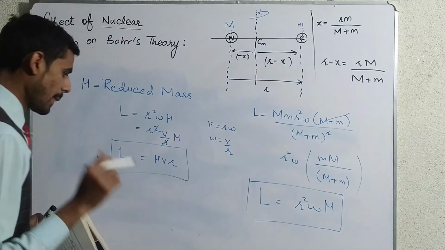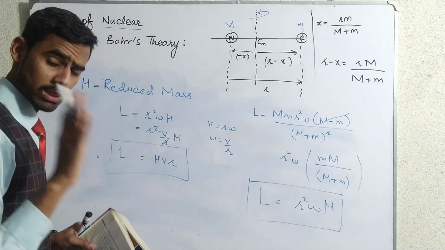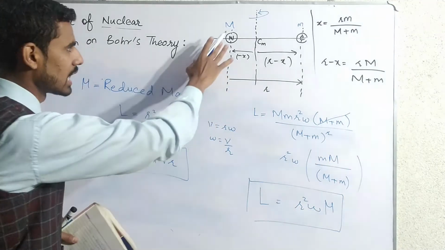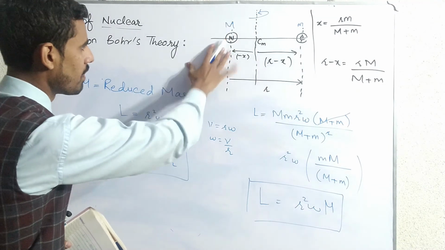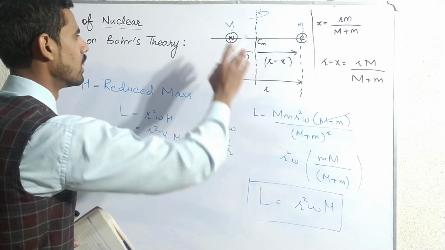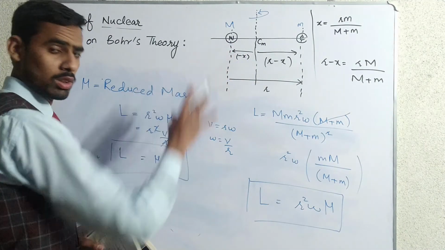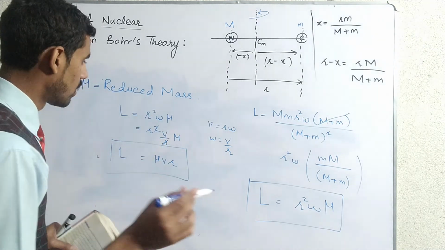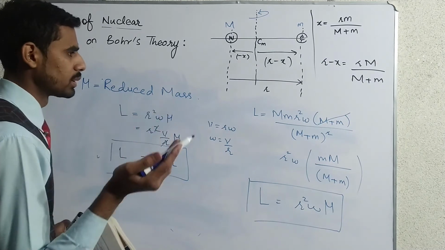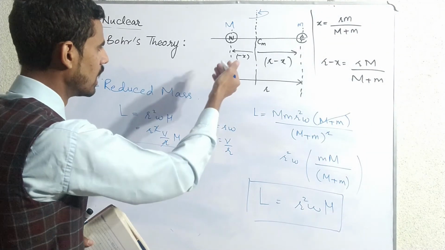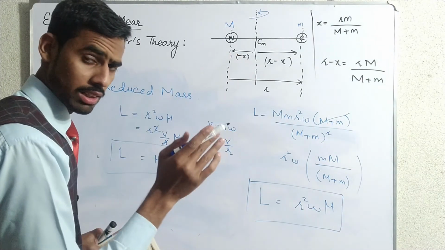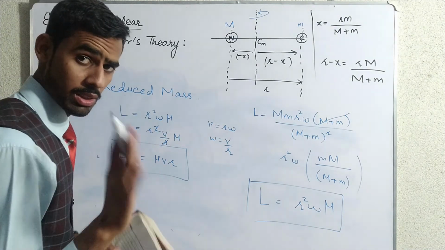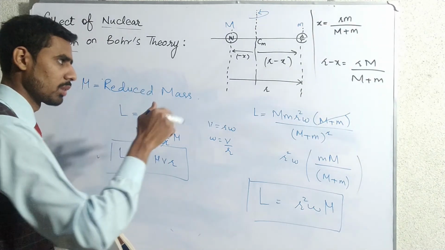So now what is the difference? Now we are going to calculate the difference between when this nucleus is at rest and when this is not at rest. In the next lecture we will discuss the results, that what happens to the radius with the reduced mass. So in the next lecture we will talk about that.